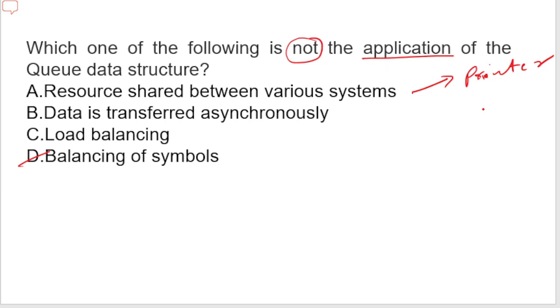Next is option B, data is transferred asynchronously, which is an application of the queue data structure. Here asynchronously means that data is received at a different rate than it is sent. We also discussed that some time back when we discussed queues. So that is also an application of it. And option C, load balancing, is also an application of queue data structure, because all the requests from the clients are stored in a queue and it distributes the requests to the servers one by one. That is called load balancing.